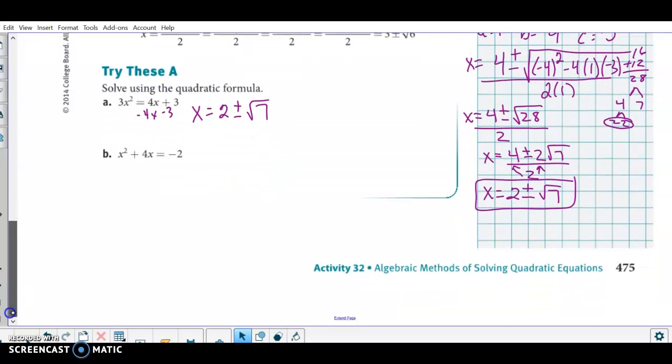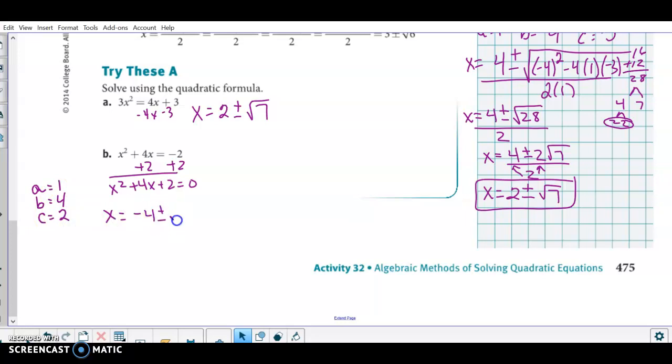For letter B, if you want to pause me and try it yourself and then come back, I'll talk you through it. So welcome back. So on B, we were not in standard form. X squared plus 4x plus 2. So then I can come over here and say A is 1, B is 4, C is 2. So x is equal to negative b plus or minus the square root of b squared minus 4 times a times c all over 2a.